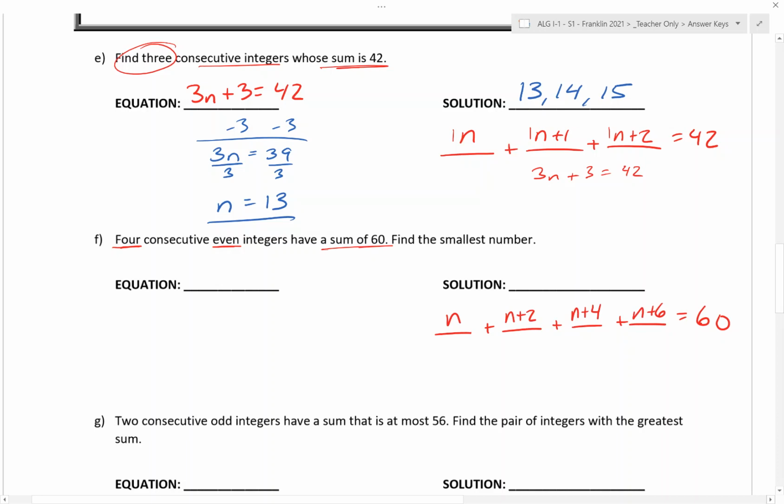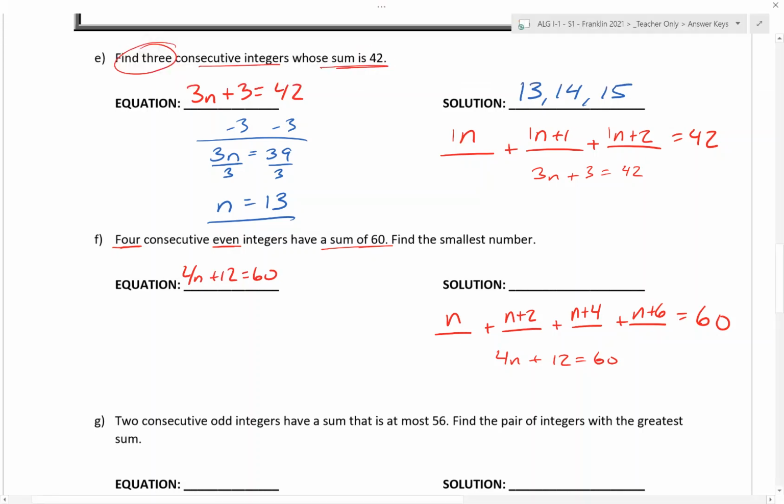Because remember, they are even numbers. And so each new number is 2 more than the last one. Okay, let's combine some like terms. So we have 4 n's this time. 2 plus 4 plus 6 is 12, and it equals 60. So there's our final equation. 4n plus 12 equals 60.